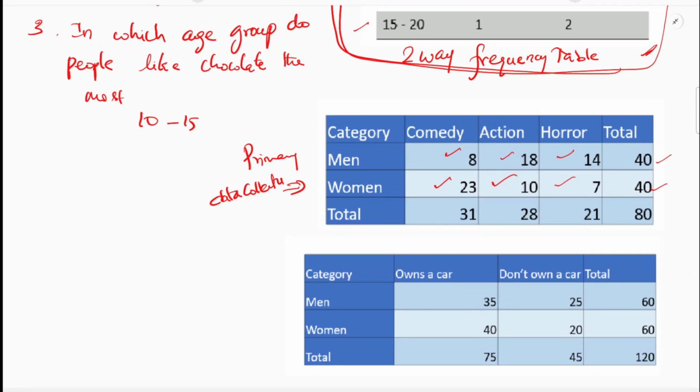Category on the left column, on the top row, and the total placed at the end of the table center. So this is how we are used to collecting the data. This is the primary data we have collected, and the sum in the total. This is what is used to build the two-way table.